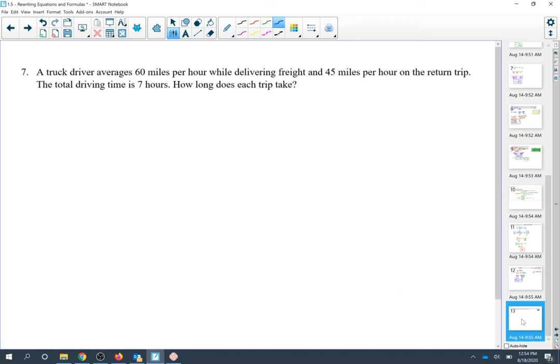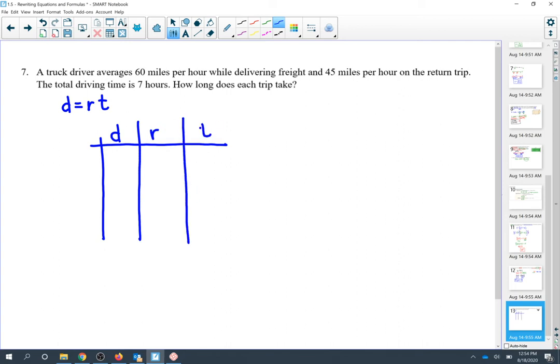Okay, so let's think about this. First of all, we're talking about a distance. We're talking about a rate. I'm thinking distance equals rate times time. We're going to set up a chart like we did in one of our previous problems. And we have distance, we have rate, and we have time. We have delivery, and then we have home. So let's fill in what we know. On the delivery, when he's going out, his rate is 60 miles per hour. On the way home, he's coming back 45 miles per hour.